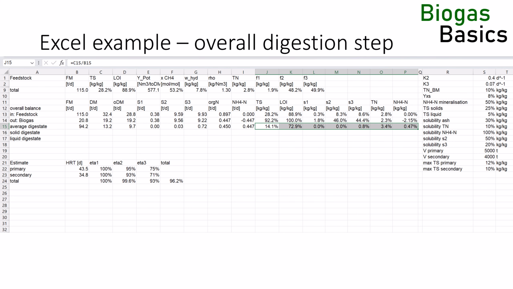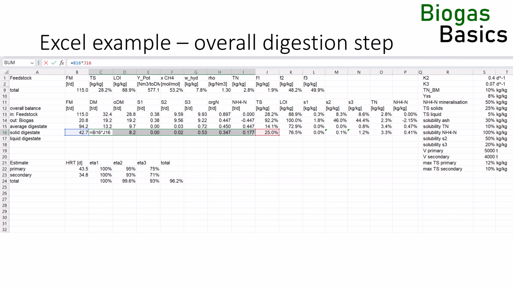Next, we calculate the split of solid and liquid digestate. We start with the rule of levers to calculate the amount of solid digestate produced. Then we use the solubilities to calculate the LOI, organic nitrogen and total ammonia nitrogen of the solid digestate, as shown in the previous episode of this mini-series. We use the same solubility concept to calculate the concentration of the respective substrate fractions in the solid digestate. Remember, substrate is fresh matter soluble. Then we calculate all mass flows in the solid digestate from the fresh matter flow and its composition.